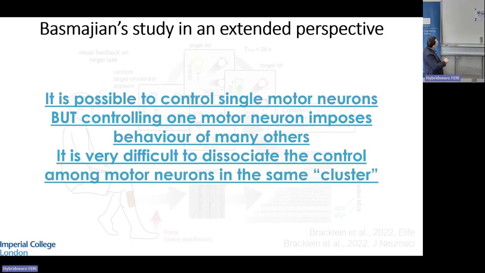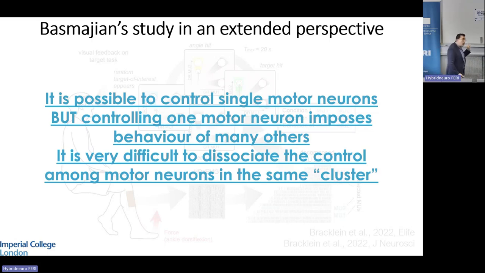So what is happening here? Well, it's possible to control a single motor neuron, but controlling one motor neuron imposes the behavior of many others. It is difficult to dissociate the control among motor neurons. We say they are in the same cluster for the moment. So from this experiment, you can have the impression that the nervous system is sending a command to at least a group of motor neurons, and that group is glued together, and it cannot be separated, all right?